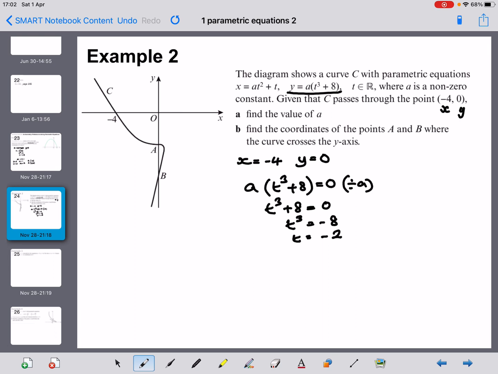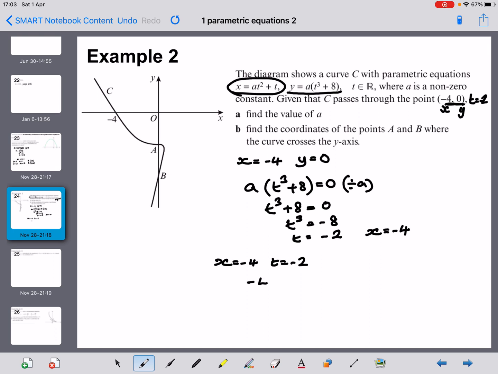Okay, so I know that at that point there, t is -2. Because I've got the value of the parameter at that point, I can now use that as the go-between to work out what a is by using the first parametric, because I know when t equals -2, as well as y equals 0, I also know that x equals -4. So I'm going to say, when x equals -4 and t equals -2, I'm going to now substitute that into here.